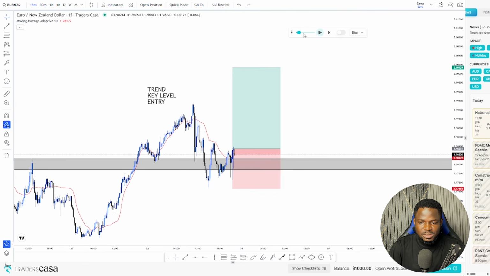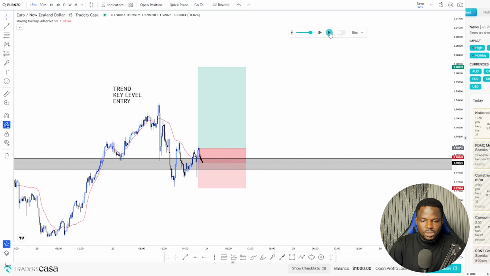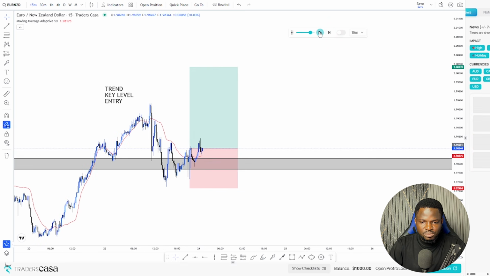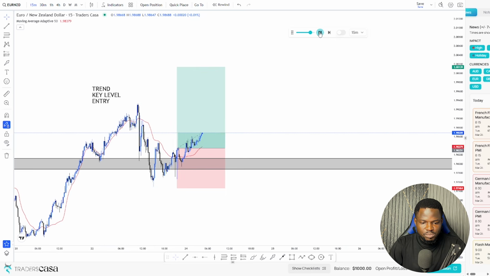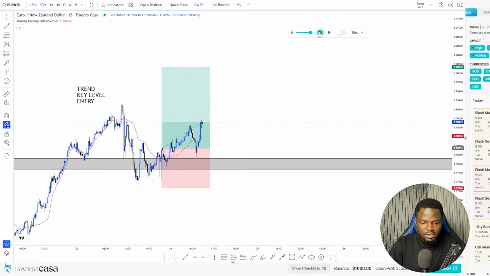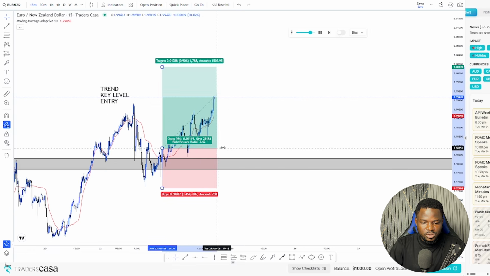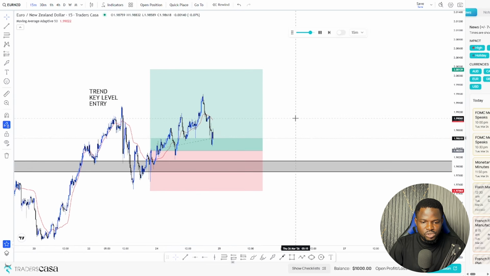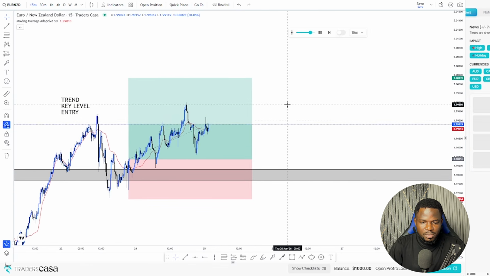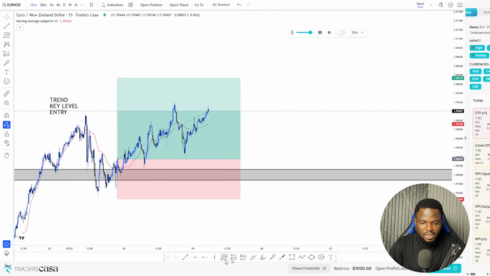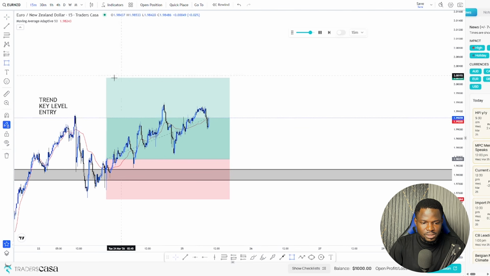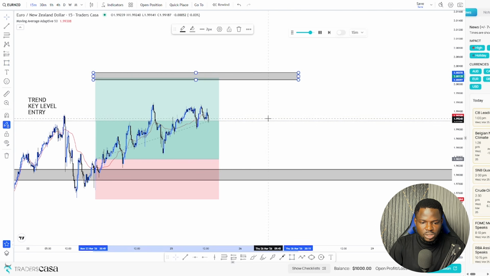So let's play the candlesticks and see what the price action will offer us on this trade. So let's see, the price is moving towards our take profit level. Let's see what the price will offer us on this trade. Right, price is approaching our take profit level. Right, ratio 1:2 or nothing.